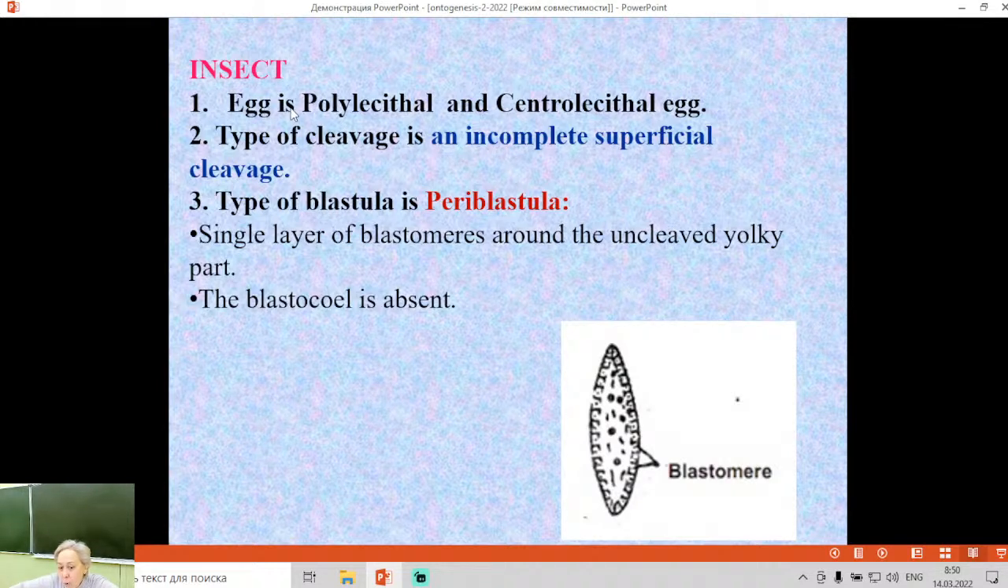That is, the egg of an insect has a nucleus in the center and a thick layer of yolk around the nucleus. On the surface of the yolk is a thin layer of cytoplasm without yolk. It's a polylecithal, centrolecithal egg.